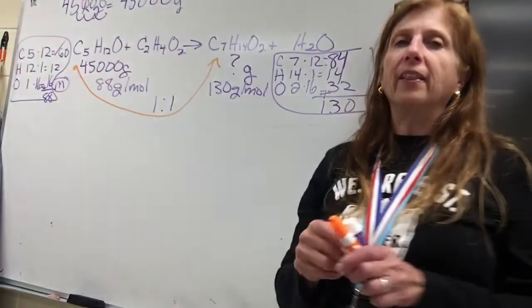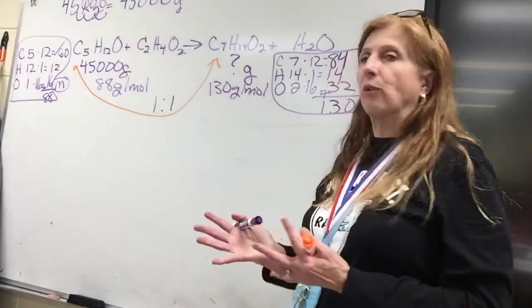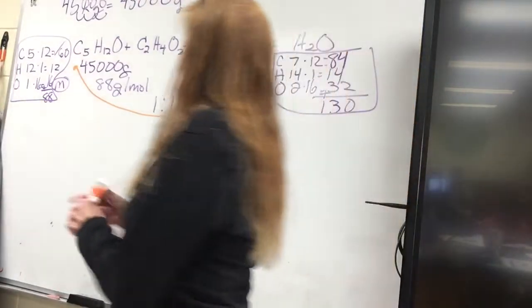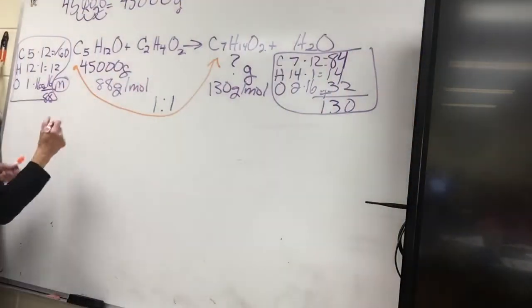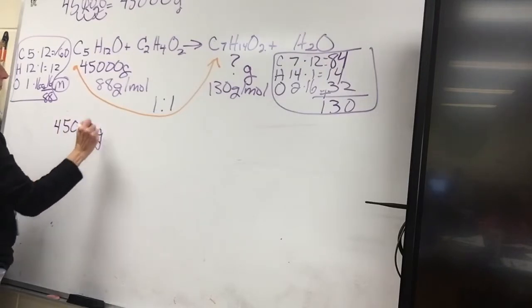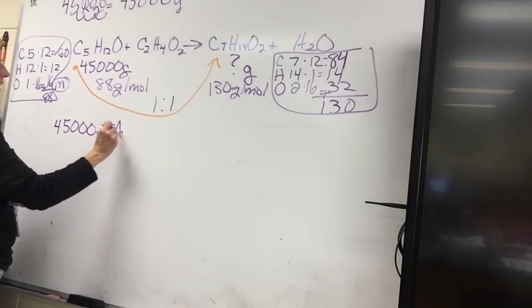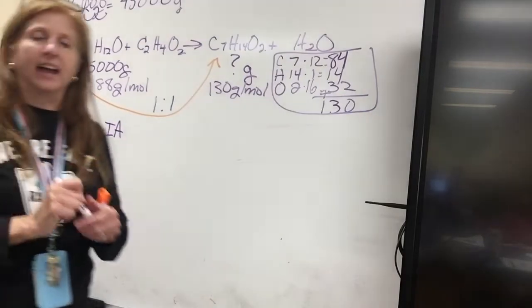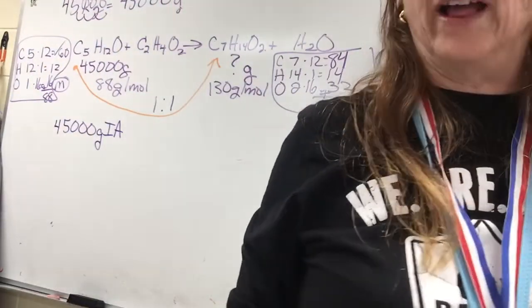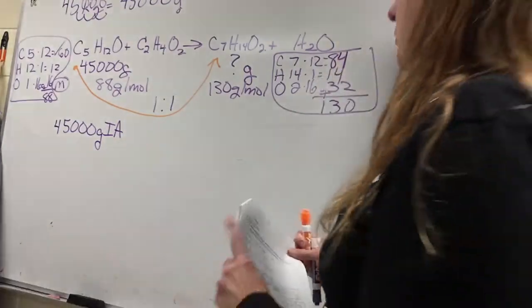Okay, how are we feeling? Good so far? Okay, the next thing we do is we're ready to write our problem, and we start by writing what we know, right? And that's this. So we're going to write 45,000 grams of isoamyl alcohol. I'm just going to abbreviate it IA. If you were doing this for real in a book or something, you would write the whole chemical out. But we'll just do IA.